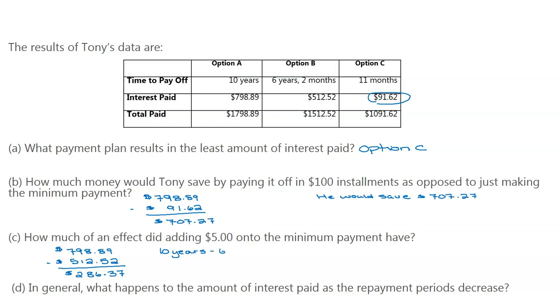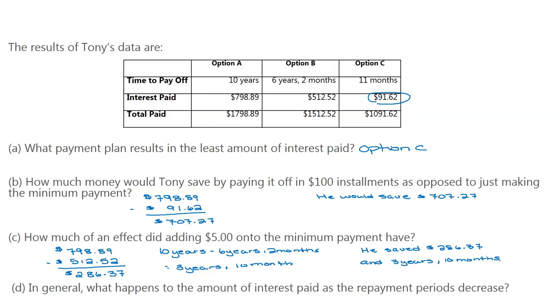Now in terms of time, 10 years subtract 6 years and 2 months would be 3 years and 10 months. So now we can say that he saved $286.37 and 3 years, 10 months.